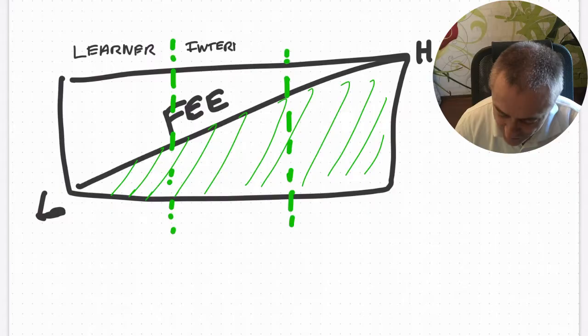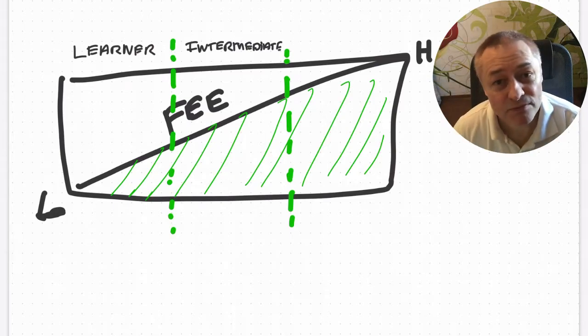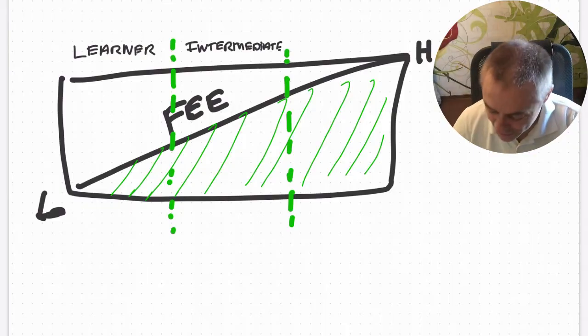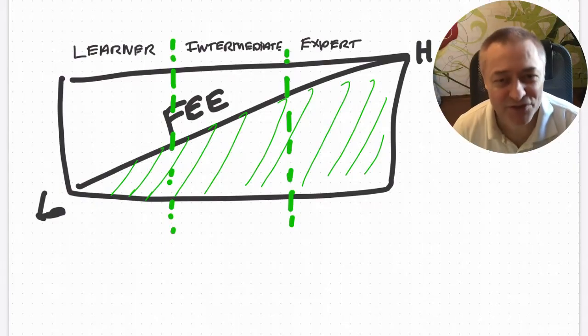The intermediate phase is where they've been coaching for about 3 to 6 months. They're starting to get a lot of experience in coaching. So that's the intermediate phase. And then you could say there's the expert phase, which is where someone has been coaching for 6 months, 12 months, 2 years, 3 years, 5 years, etc. So that's called the expert phase.